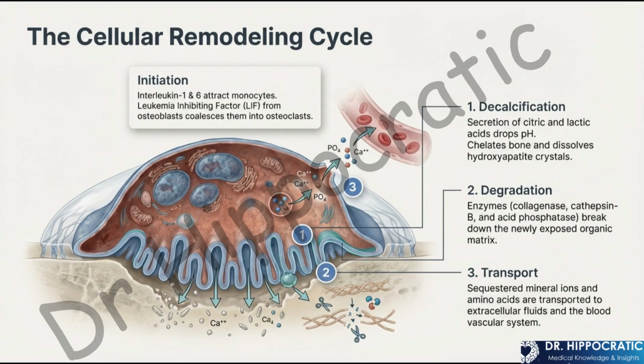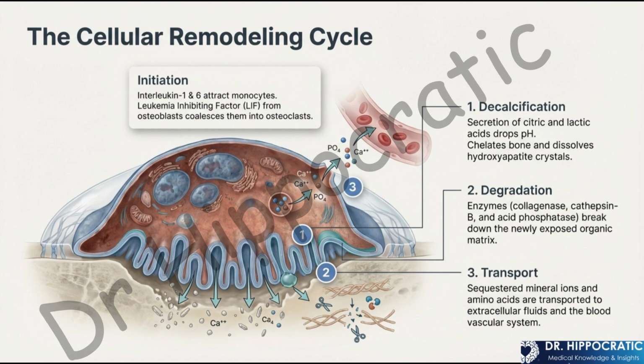That is step 3, transport. The osteoclast acts like a vacuum cleaner. It sucks up all those loose mineral ions and chopped up amino acids, shuttles them through its own cell body, and dumps them safely into the bloodstream. So the body can reuse those raw materials somewhere else. Precisely. That is just brilliant.